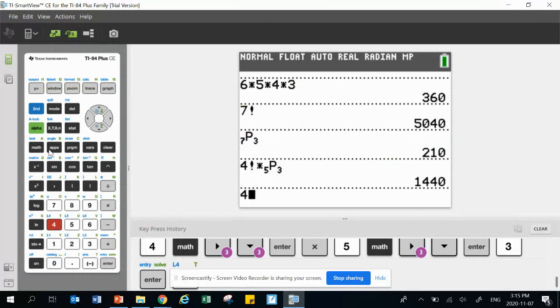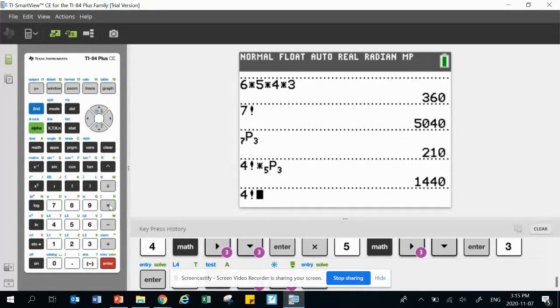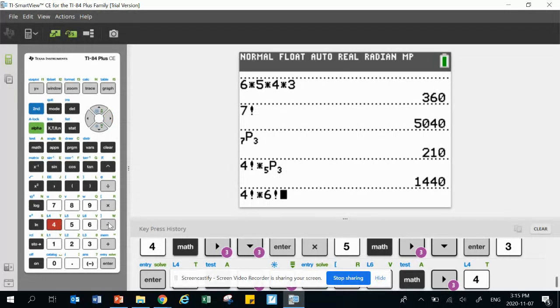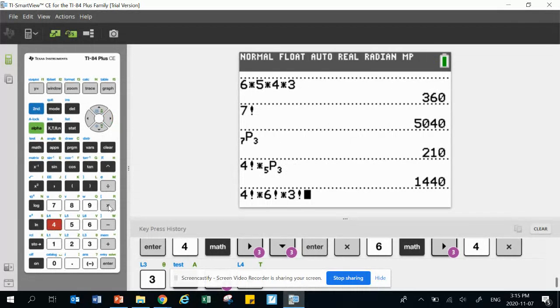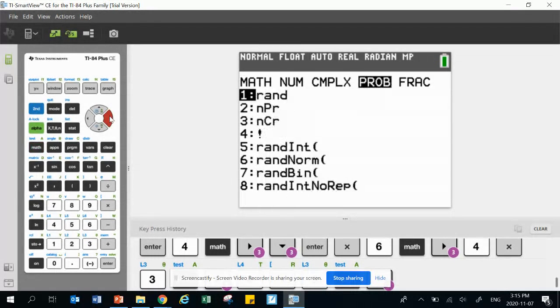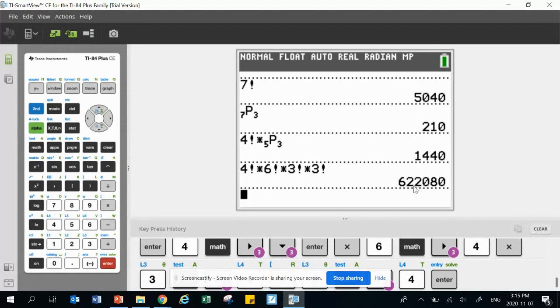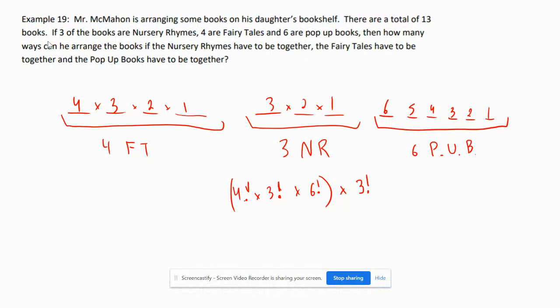Which is 4 factorial times 6 factorial times 3 factorial times 3 factorial. Big number here, 622,080. All right, so that's our answer for this one.